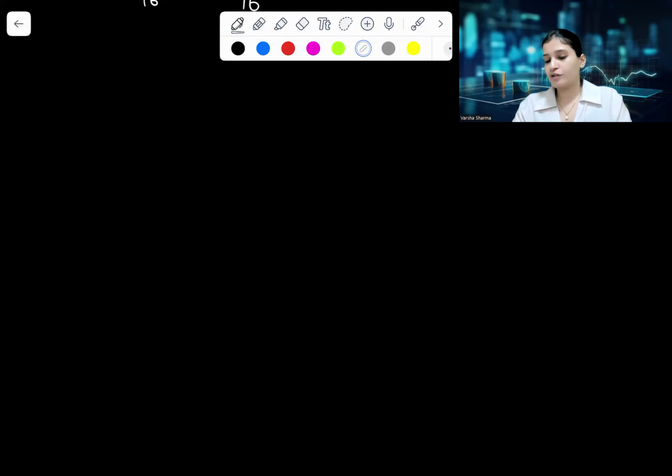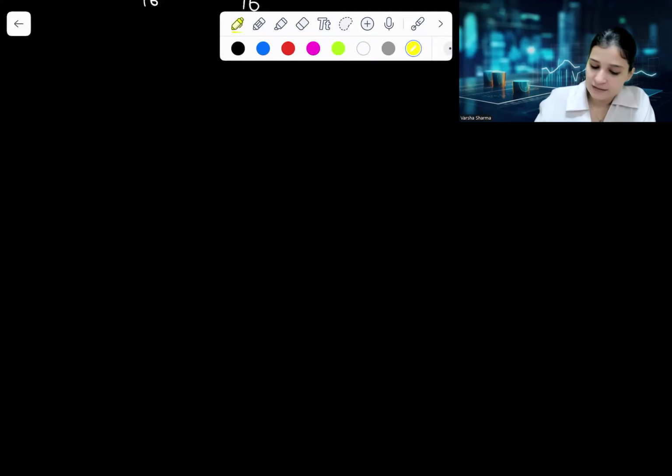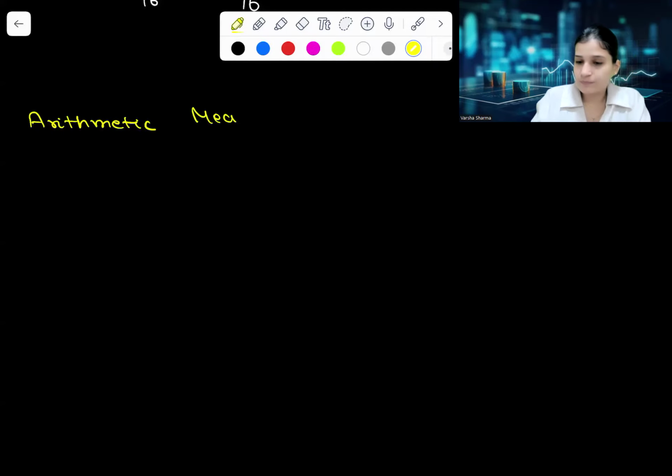In our last class, we talked about arithmetic mean and their application. Today, we'll start with the last topic of that, which is arithmetic mean. Arithmetic mean. Now, what do we mean by arithmetic mean?